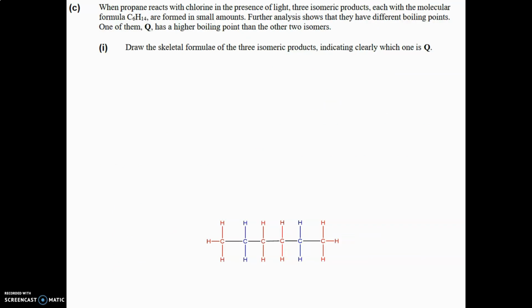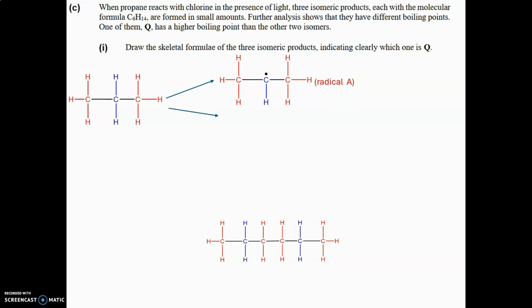When propane reacts with chlorine in the presence of light, it forms 3 isomers with C6H14 formula with different boiling points. First, look at the structure of propane, and you will notice that there are 2 places where H can be removed to generate a radical. If you remove one of the blue H's, it generates the radical as shown now. If you remove any of the red H's, it generates another radical. We are going to call these radical A and radical B.